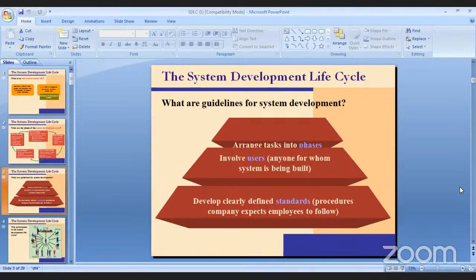Procedure standards means the procedures the company expects employees to follow. In an office, we call it work culture or work schedule. In a home, we call it a normal life procedure standard. We are following certain standards, what to be followed during the activities performed in the SDLC.